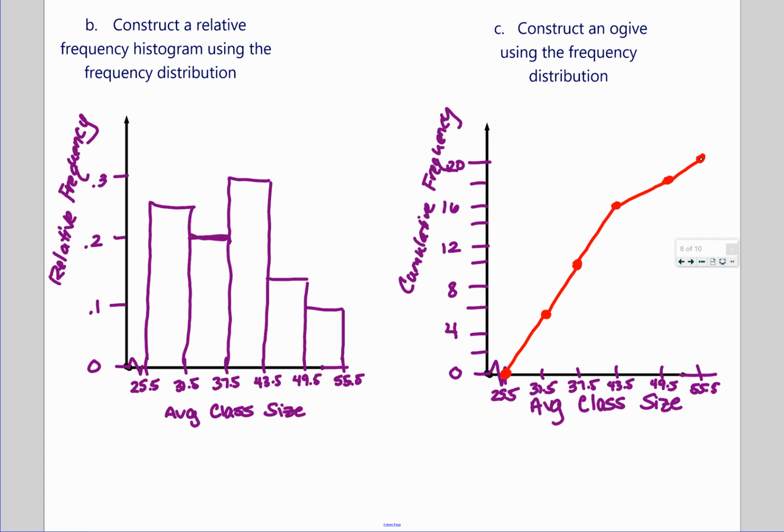All right, so questions on anything to do with our frequency distribution, the columns that go with it, the graphs we can make from it, any of that stuff? No? Okay. I'll give you guys a second on that one, then we'll do those last couple on the back.